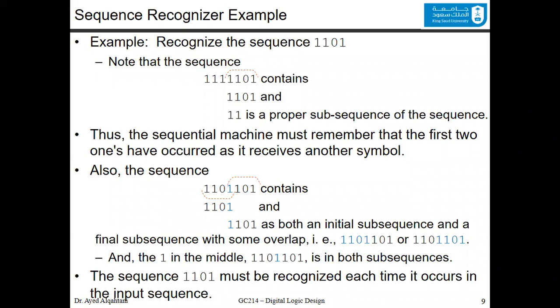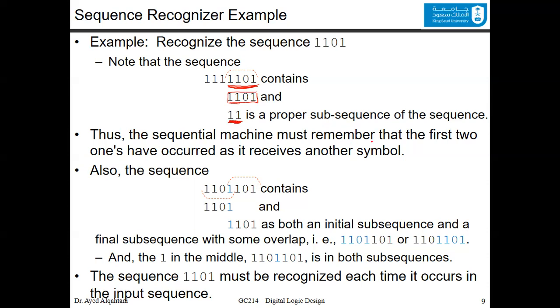This is the example that we will go through. The example recognizes the sequence 1, 0, 1, 1. Note that the sequence, this one, contains this part here that we need to recognize. So it has this sequence, and the beginning of the sequence, the 1, 1, is what we call a proper subsequence of the required sequence. This is the required sequence, and this one is called a subsequence.